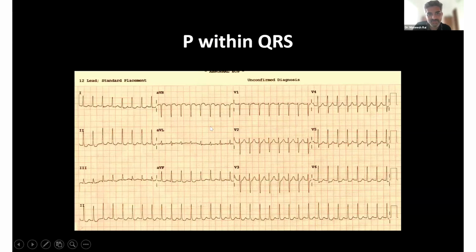Here the P waves cannot be distinctly seen. They're probably seen as small slurs here at the S wave or as notches along the R waves. So it's likely that the P waves are hidden within the QRS. So this favors an AVNRT. So the first step in a narrow QRS tachycardia is to see whether it's regular or irregular.